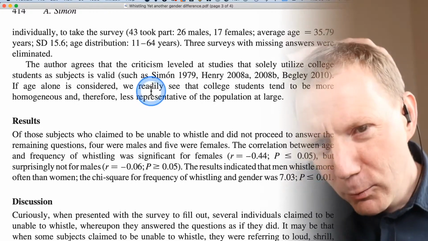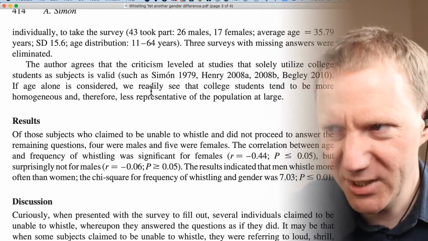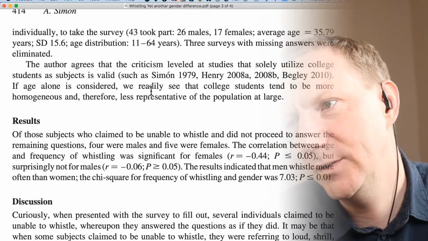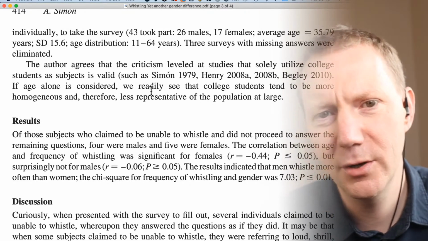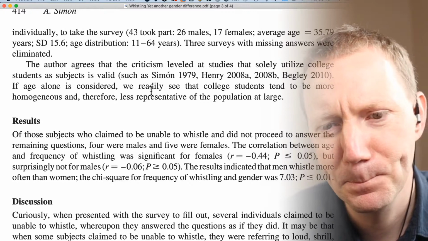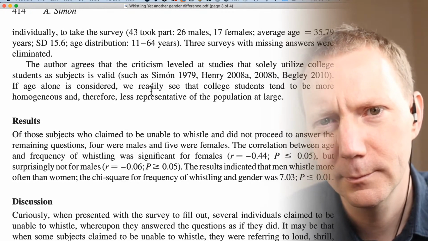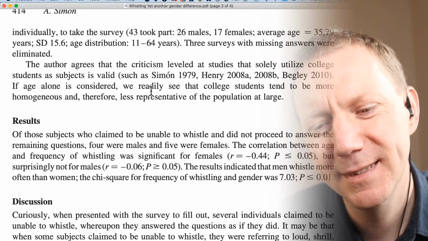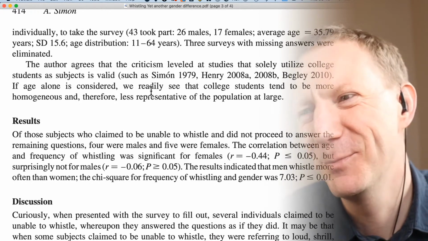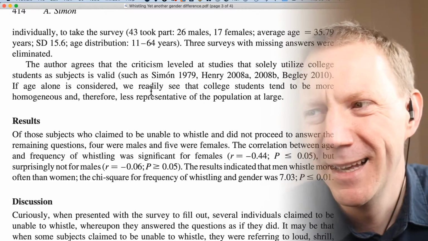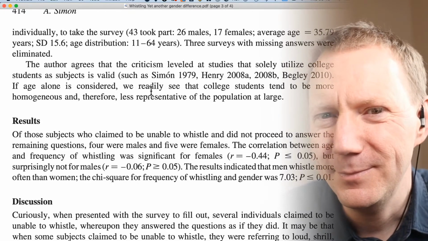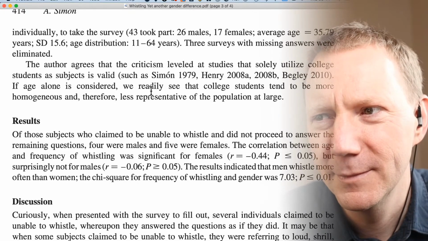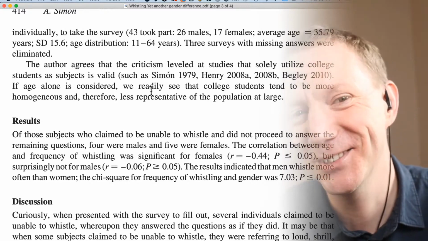So how would you judge this article in terms of research? You think it's good? You think it's bad? Short and to the point. Sorry? It's short and to the point. Yes, it sure is. But to the wrong point. Yeah, that's true. It's also to the wrong point.